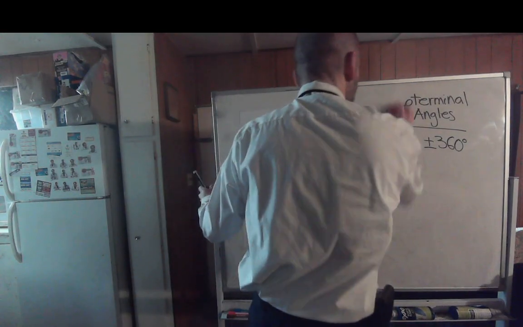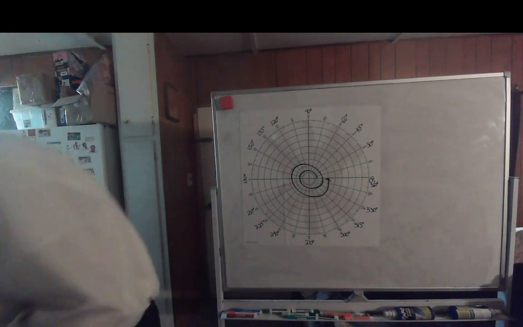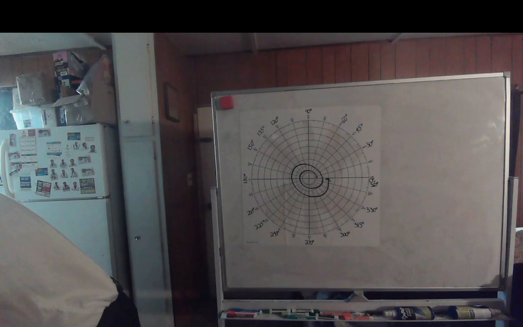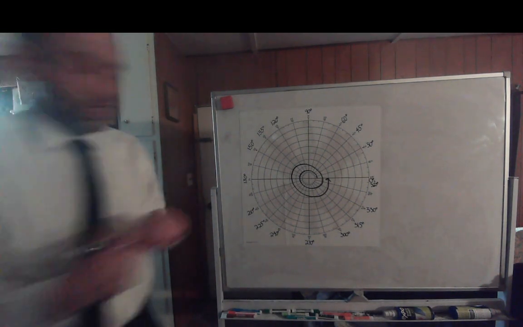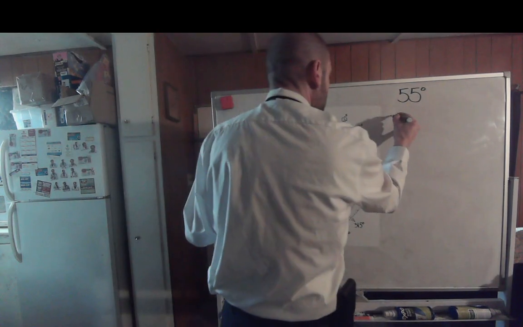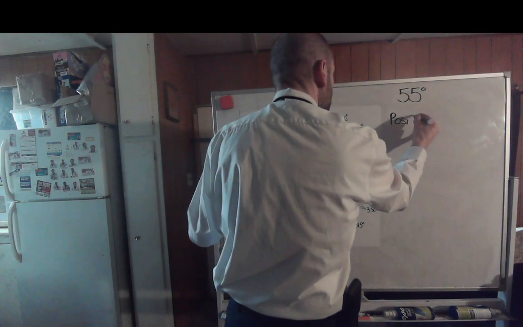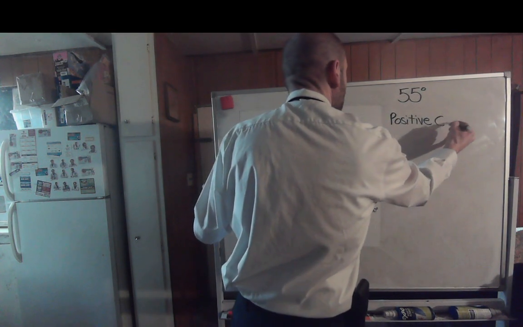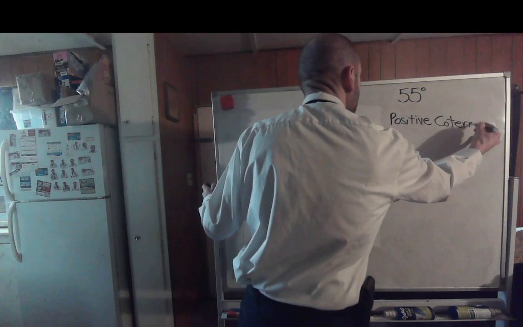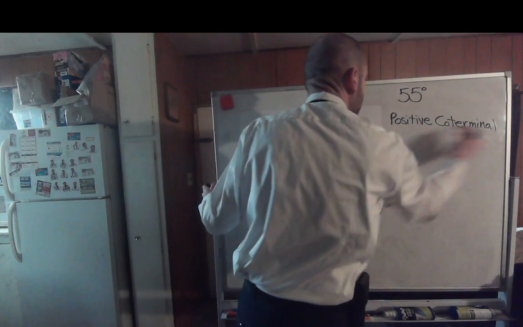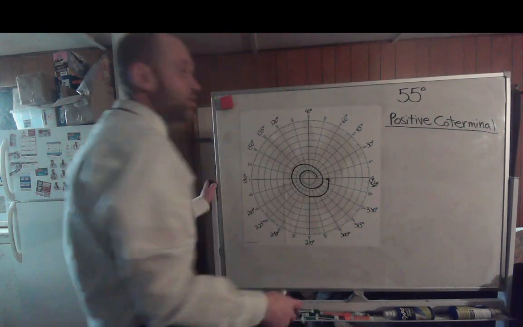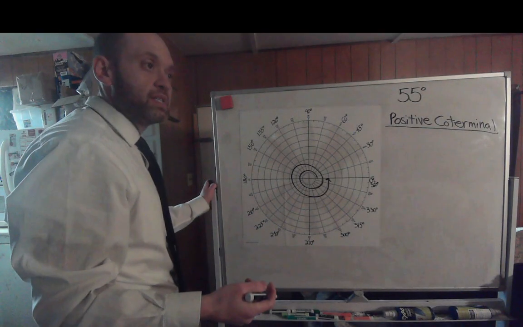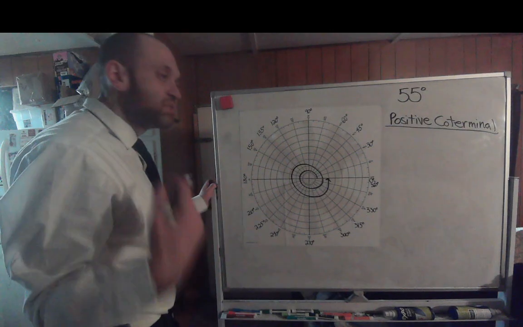So let's do some examples here of finding coterminal angles. Let's say we have 55 degrees. Let's find a positive coterminal angle. And there are multiple answers for this. You can add 360 as many times as you want, but it's just best to do it once.